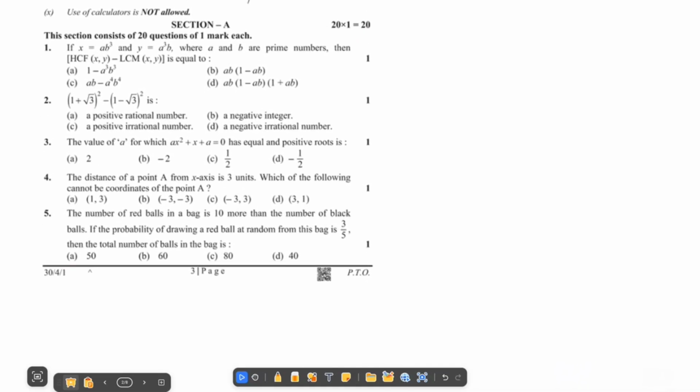So what is the question here? If x is equals to a b cube and y is equals to a cube b, where a and b are prime numbers, then HCF of x comma y minus LCM of x comma y is equal to. So here x prime factorization is given and y prime factorization is given, and we have to find HCF of x and y minus LCM of x and y. So let's find it.